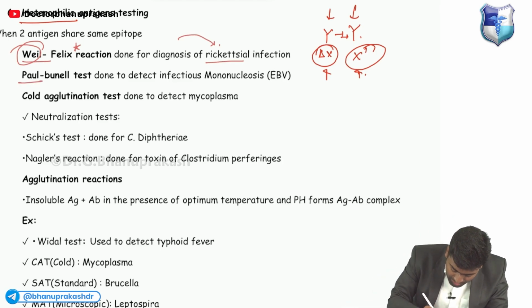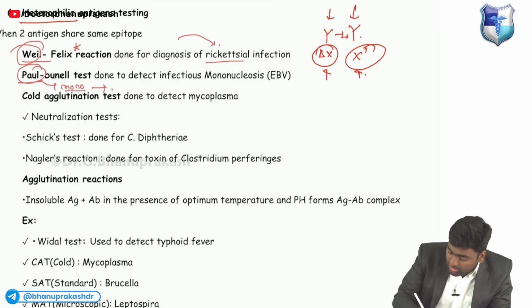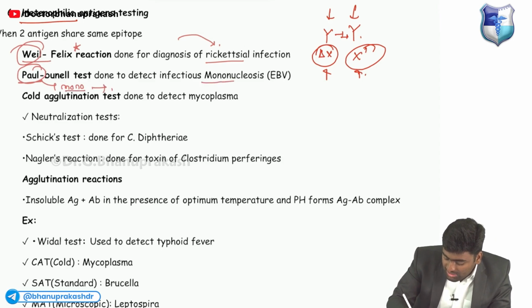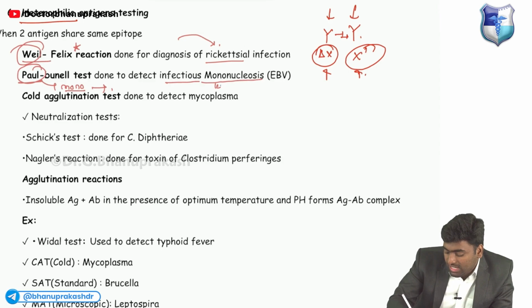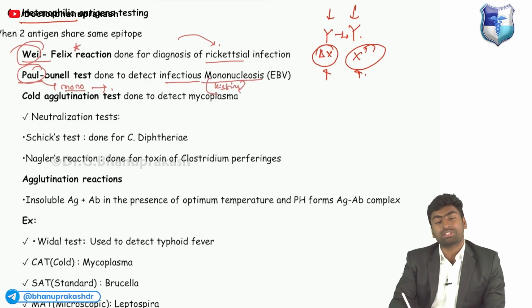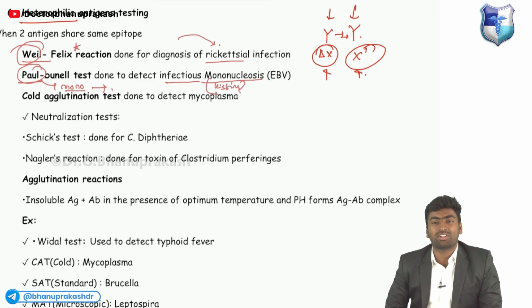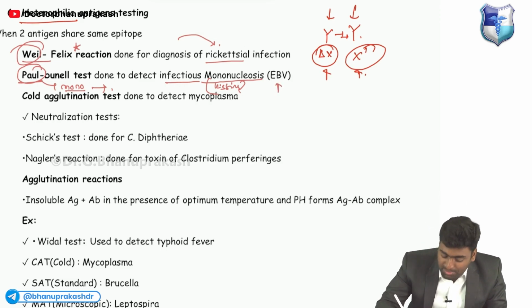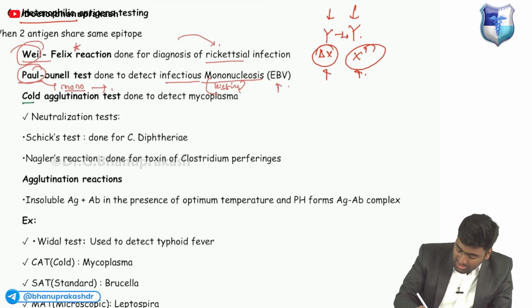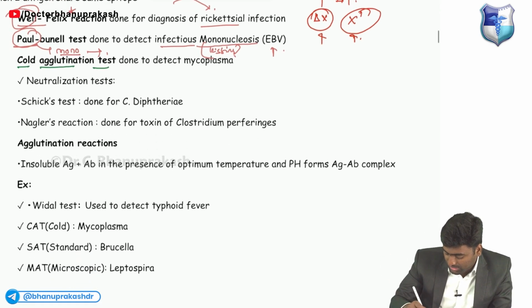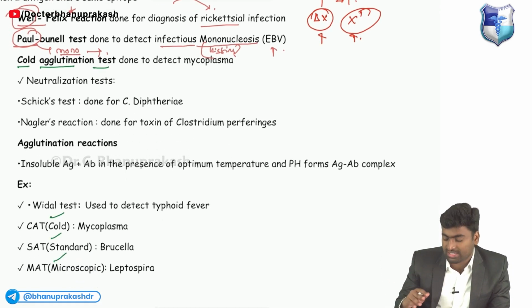Then Paul Bunnell. Remember Paul is a mono guy, a single guy. So remember the Paul Bunnell test is used for infectious mononucleosis. What is the other name of infectious mononucleosis? It is known as kissing disease, and we know infectious mononucleosis is caused by the Epstein-Barr virus. Next, the cold agglutination test. A few tests you need to know: cat, mat, sat. Cat sat on mat. So remember it is cat sat on mat.